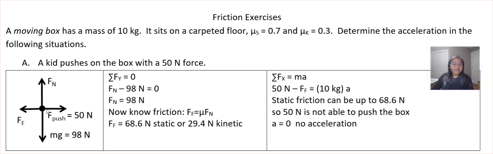Similarly, vertically, we've got two forces, which are the weight represented by mg, and we got 98 newtons by multiplying our mass of 10 kilograms by gravitational acceleration of 9.8 meters per second squared. There is also normal force, which is acting upwards and perpendicular from the surface.